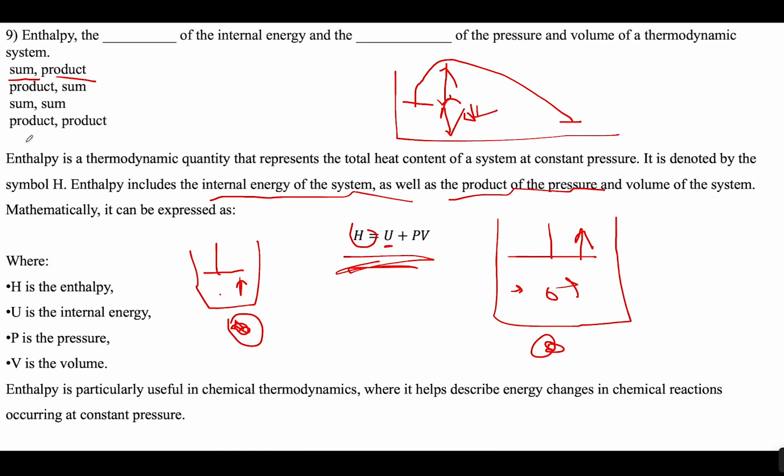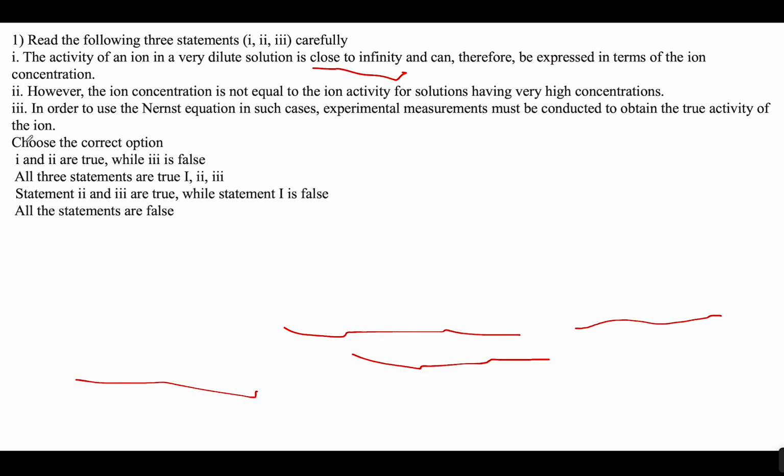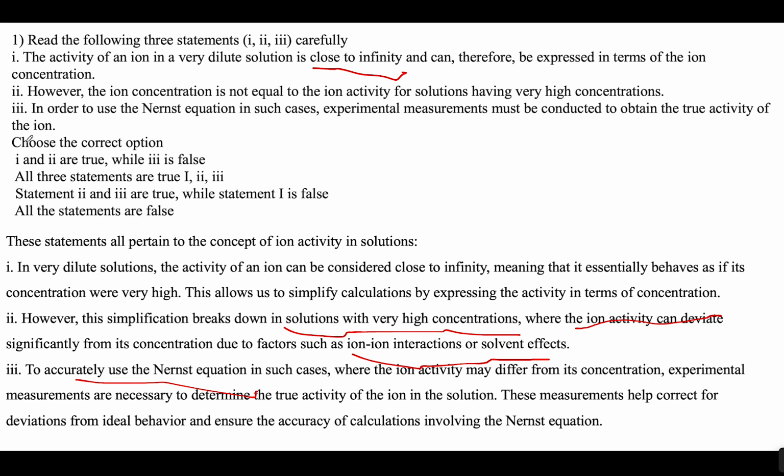So if we revise one more time from the first, the first question is, read the following three statements. The activity of an ion in a very dilute solution is close to infinity and can therefore be expressed in terms of ion concentration. However, the ion concentration is not equal to the ion activity for the solution having very high concentrations. In order to use the Nernst equation in such cases, experimental measurements must be conducted to obtain the true activity of the ion. There are four options: 1 and 2 are true, and 3 is false.